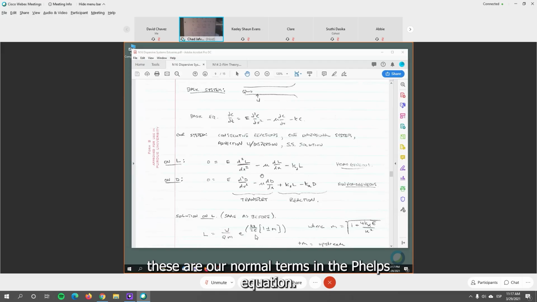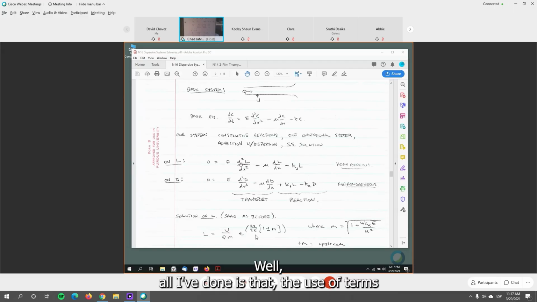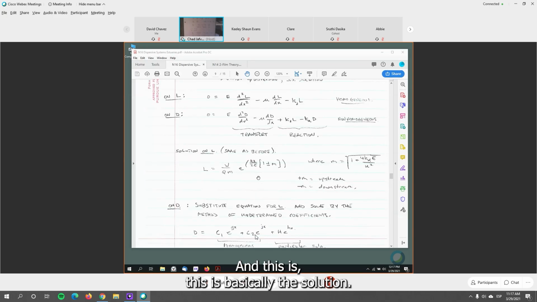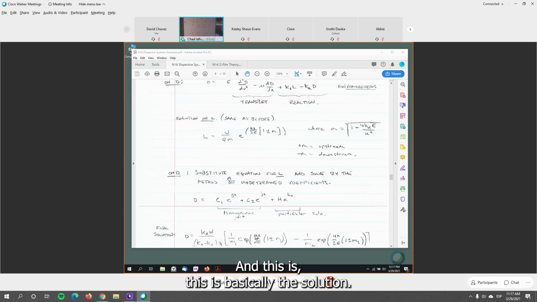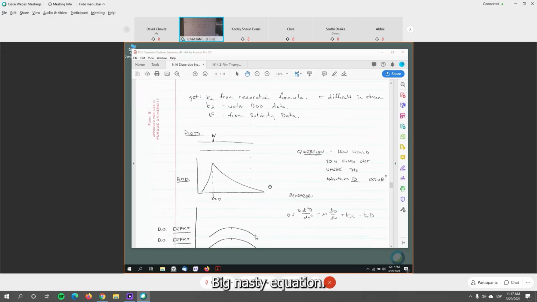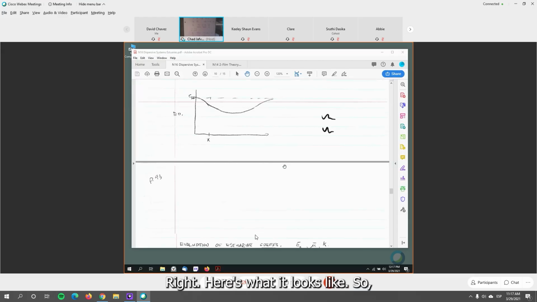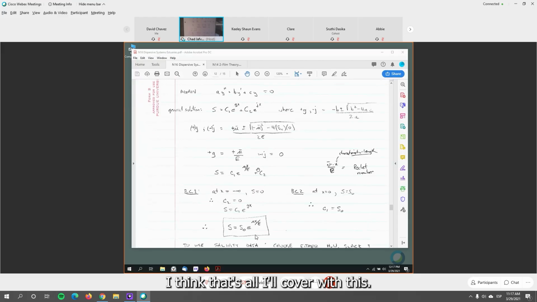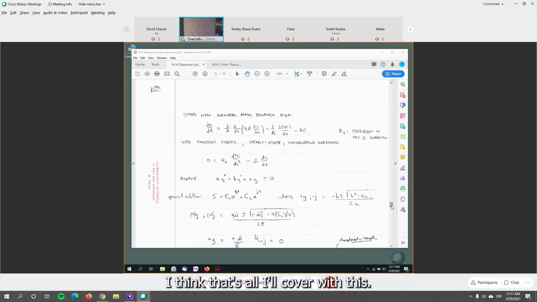these are our normal terms in the Streeter-Phelps equation. Well, all I've done is add diffusive terms in for BOD and deficit here and solve for it. And this is basically the solution. And we won't talk about it, but it ends up becoming a nasty equation, big nasty equation. But here's what it looks like. So I think that's all I'll cover with this.